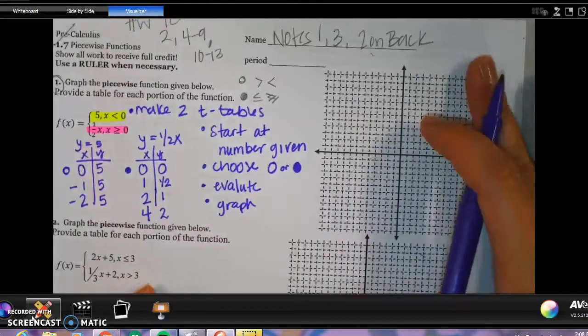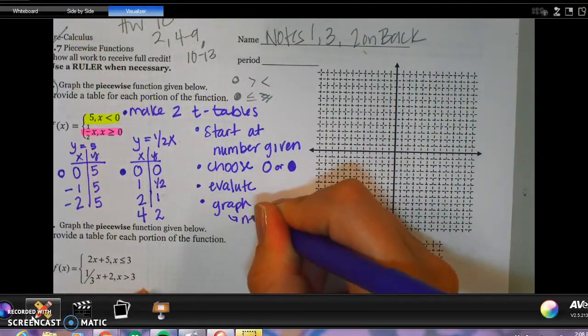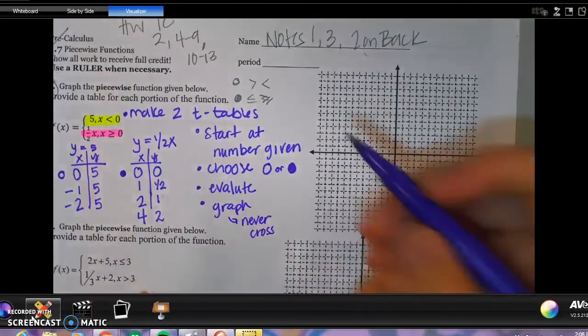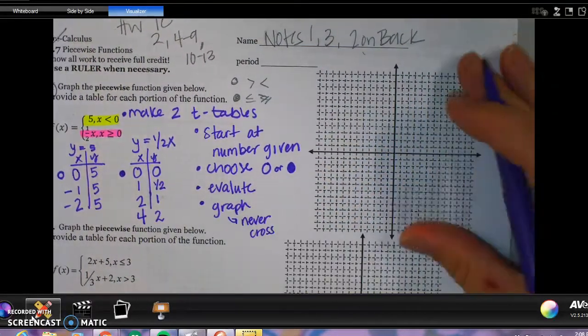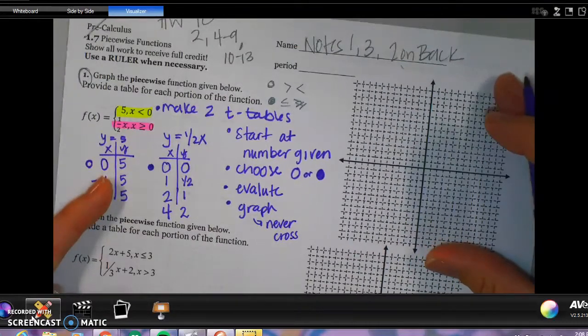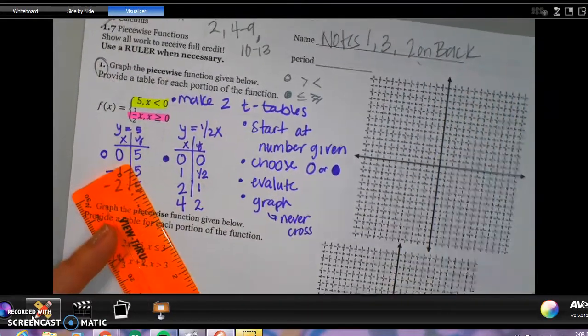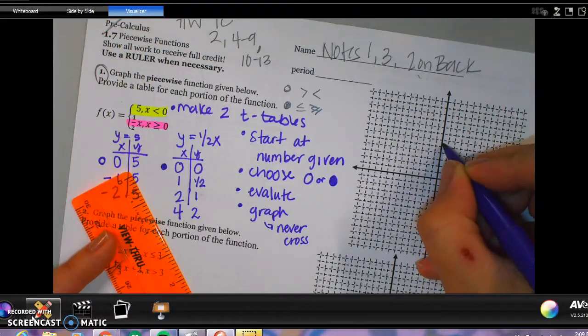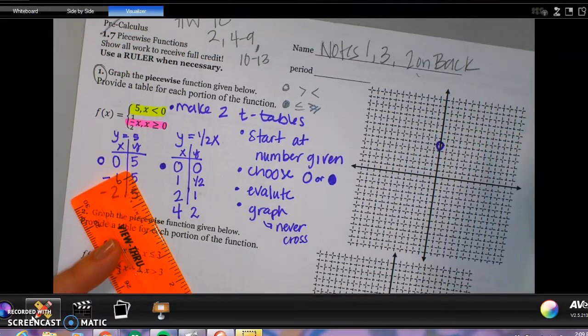Okay, when you graph, you need to be careful. They should never cross. Okay, this is one of the biggest mistakes I see, and they should have arrows on them. So let me show you. I'm going to plot this first point here, 0, 5, and I have an open circle there. So it's 0, 5, 1, 2, 3, 4, 5. I'm going to put a big open circle. Okay, that's where this one started.